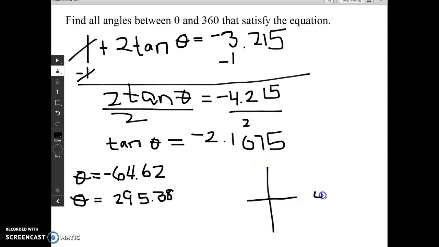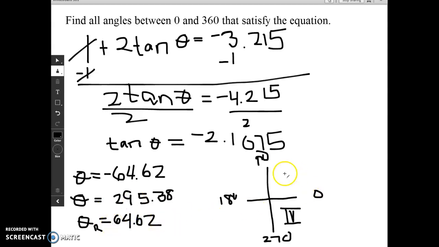So I'm going to say this is from 0 to 90. This is from 90 to 180. And this is 180 to 270. So that means that this 295 is in my fourth quadrant. So in my fourth quadrant, if I have this angle, then I need to subtract this from 360 to find out what my angle is. So subtract 295.38 from 360, and I get 64.62, which is still a reference angle, by the way. You're not going to believe this, 64.62, right?